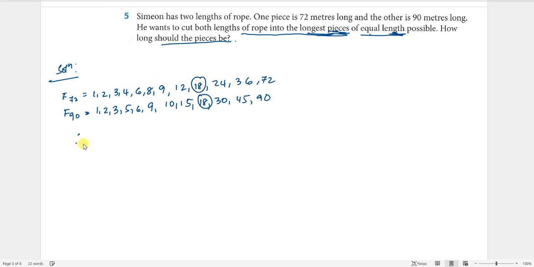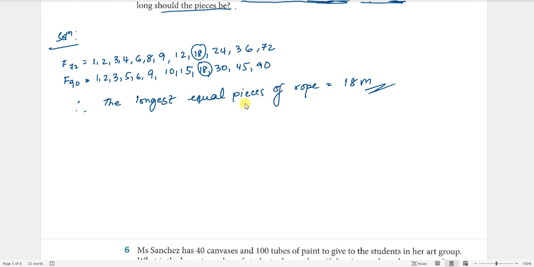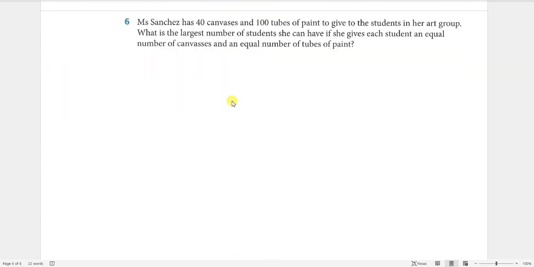Therefore, the longest possible equal pieces of rope would be 18 meters. That's it. Pretty easy. Question 6.